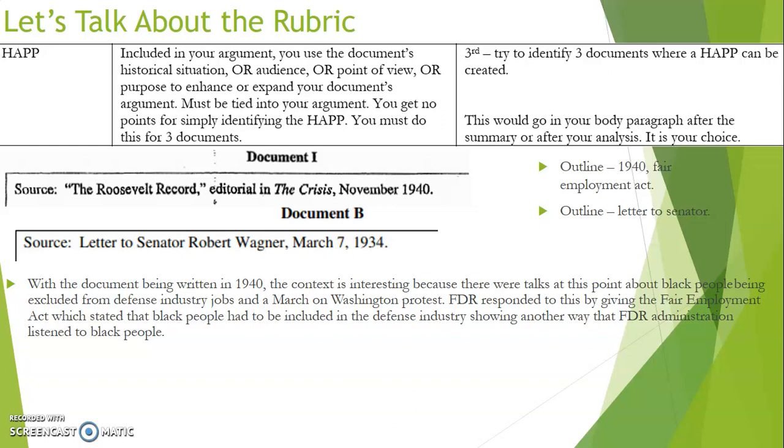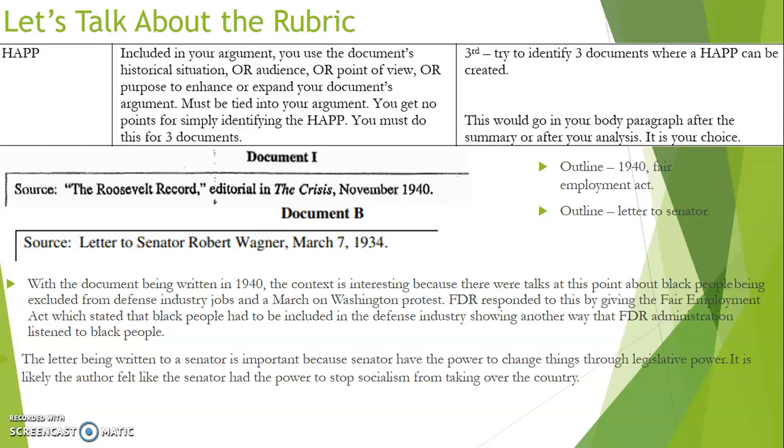FDR responded to this by giving the Fair Employment Act, which stated that black people had to be included in the defense industry, showing another way that FDR's administration listened to black people. See how I'm adding to my argument? I'm not just stating this is from 1940 and the Fair Employment Act came out. I explained why that would be also showing a change in the government.